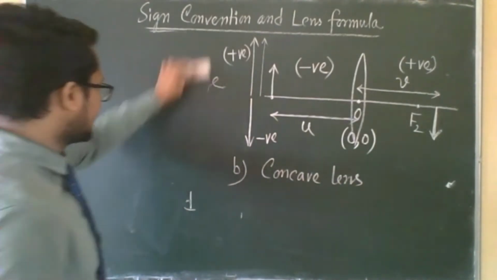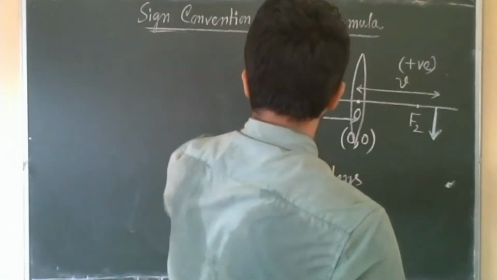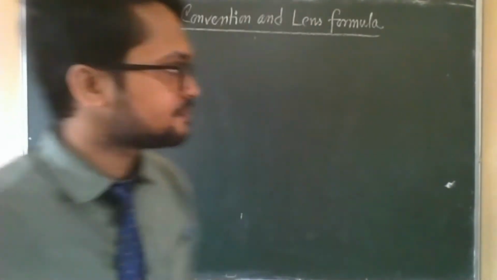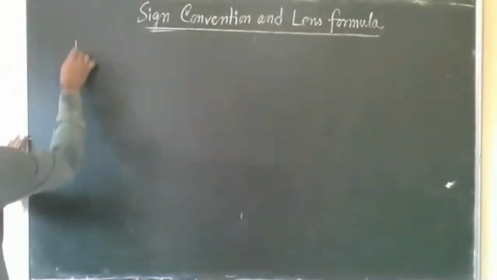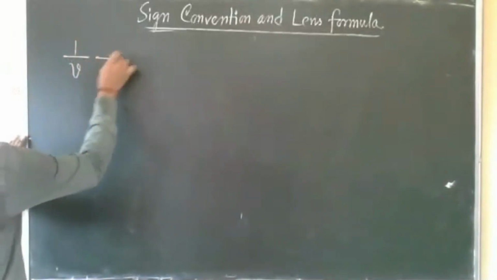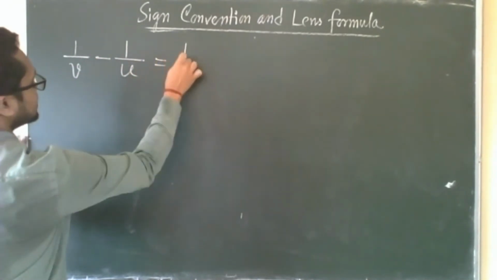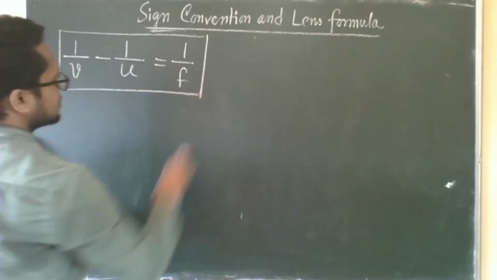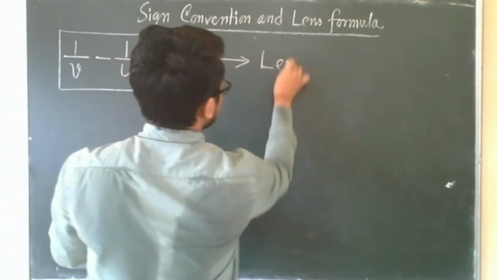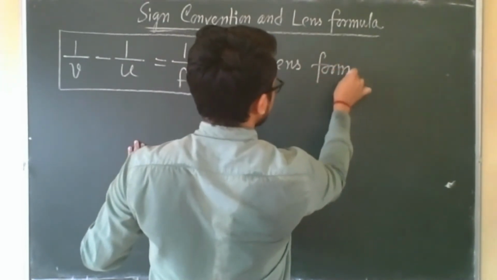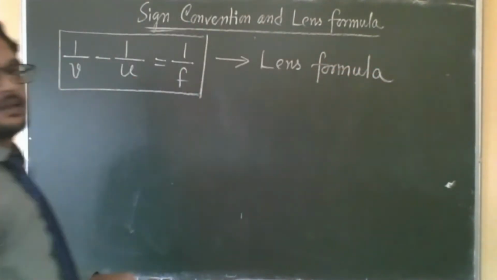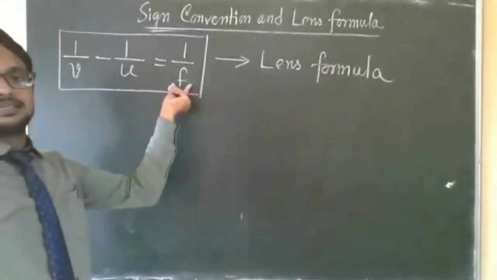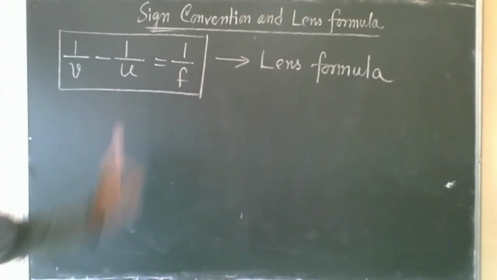Now come to lens formula. Just I'm telling the lens formula today. Today we will not solve the numerical. Numericals we will solve in the next class. So lens formula. I'm not going to the derivation. Directly I am writing the lens formula: 1 by V minus 1 by U equal to 1 by F. You have to keep in mind this formula for solving numerical. This is lens formula for any kind of lens, convex, concave, any kind of lens. V is image distance, U is object distance, and F is focal length.